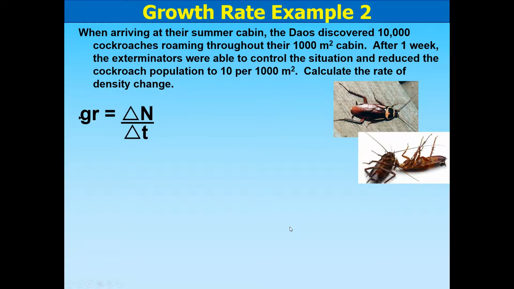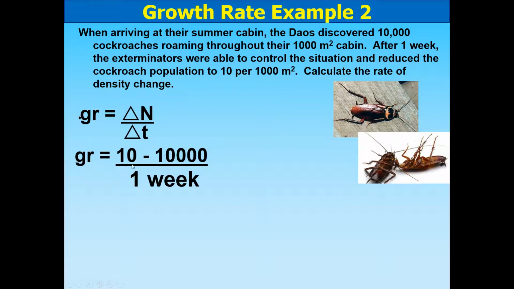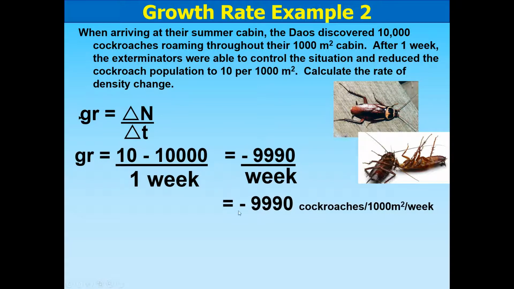So start with the formula. Fill in what we know. Now the number is 10. It started out at 10,000 over time of 1 week. So the answer is negative 9,990 cockroaches per week. Because the number went down, it is negative.